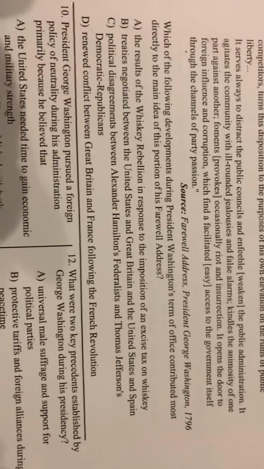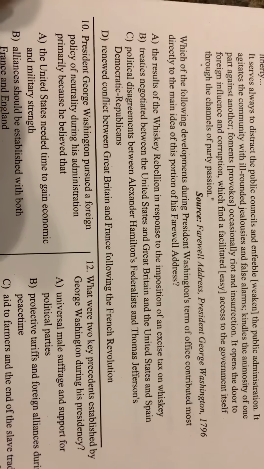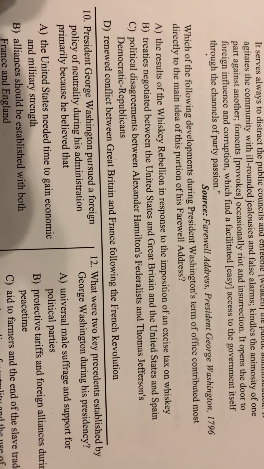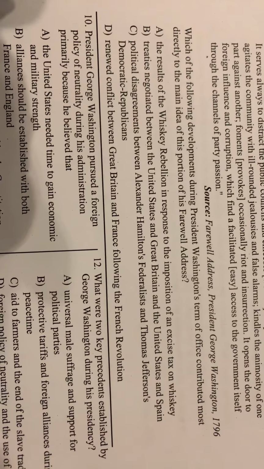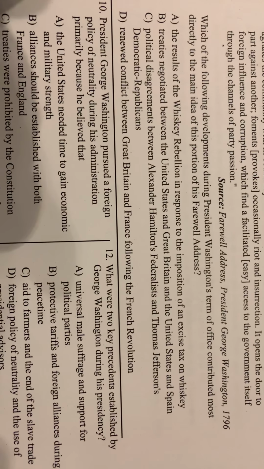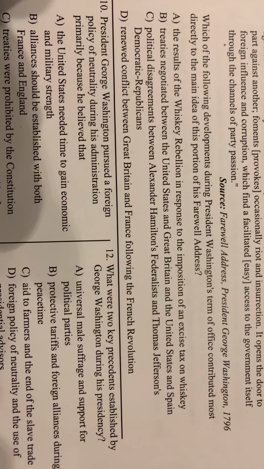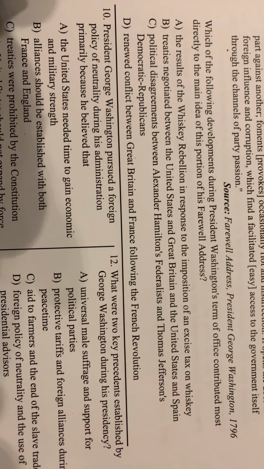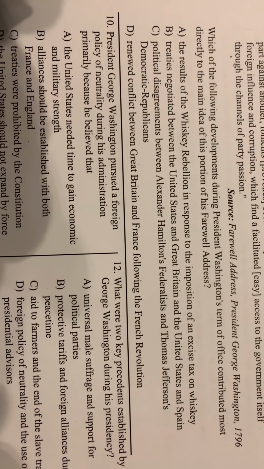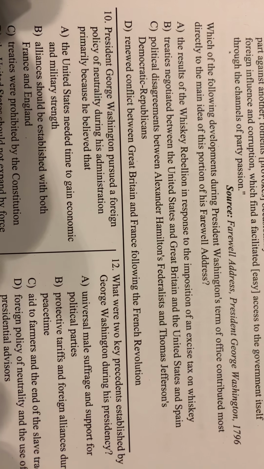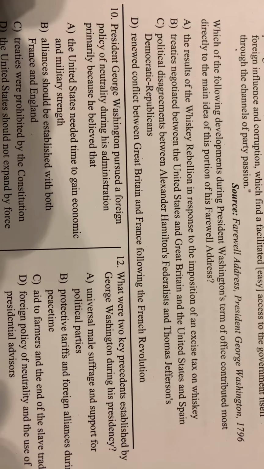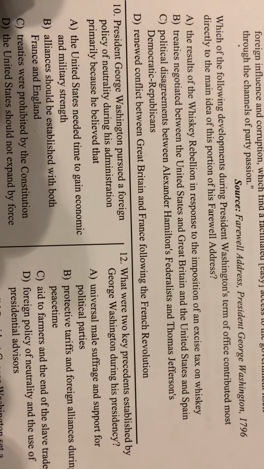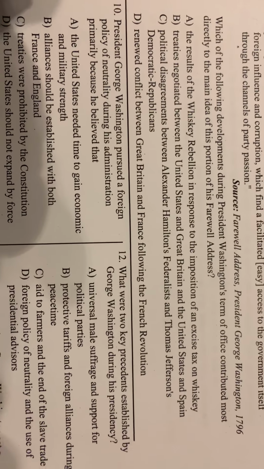Which of the following developments during President Washington's term of office contributed most directly to the main idea of this portion of his farewell address? A. Results of the Whiskey Rebellion in response to the imposition of an excise tax on whiskey. B. Treaties negotiated between the United States and Great Britain and the United States and Spain. C. Political disagreements between Alexander Hamilton's Federalists and Thomas Jefferson's Democratic Republicans. Or D. Renewed conflict between Great Britain and France following the French Revolution.